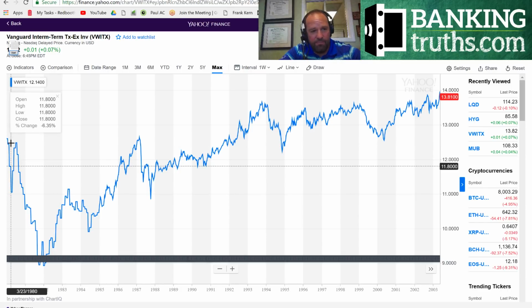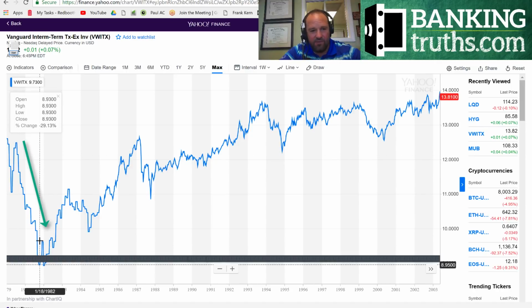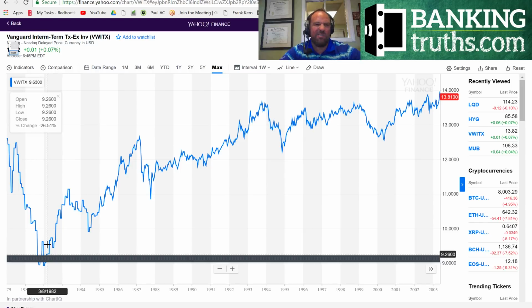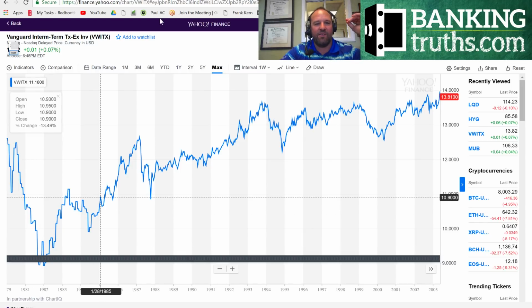You can see here that this bad boy was trading up in the 12s and it fell down in the 9s. Actually, all the way down to the high 8s, but let's just call it the 9s. So this thing lost 25% of its value.